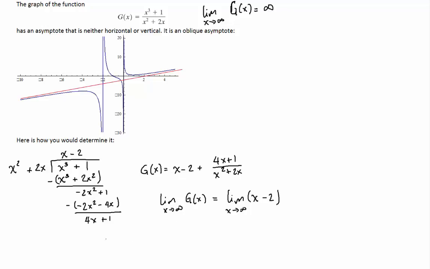So your slant asymptote or oblique asymptote is just that line y equals x minus 2, which is what I have right here. If you see this line, it has slope 1, and then you have right there negative 2. That's your intercept. So that is how you calculate your oblique or slant asymptote.